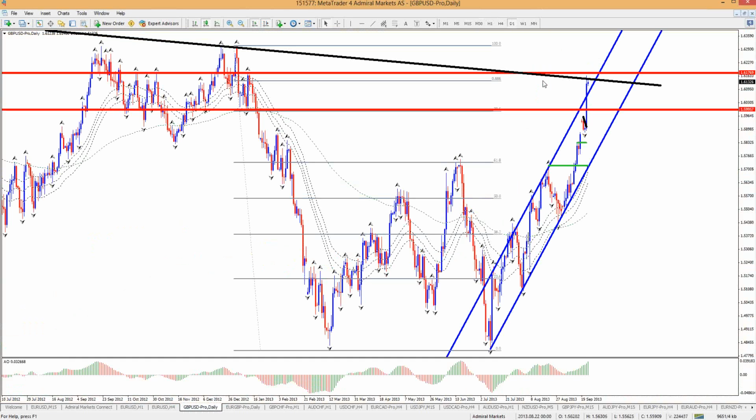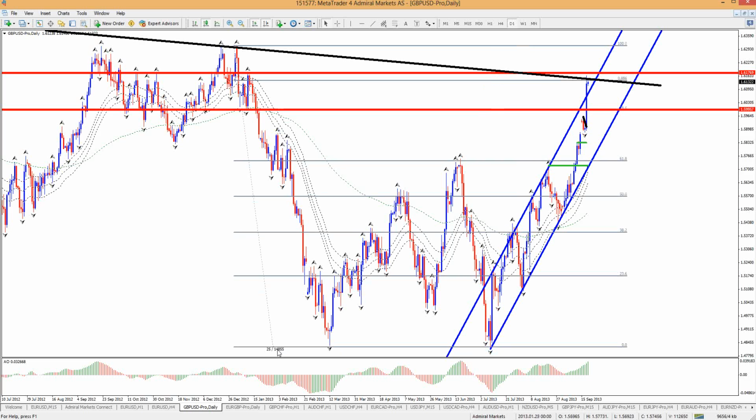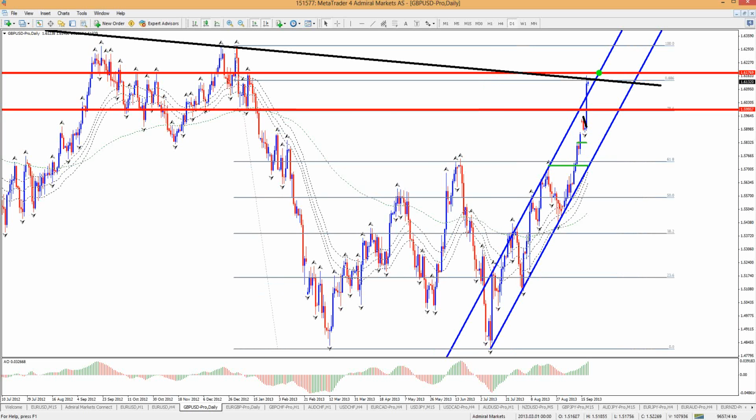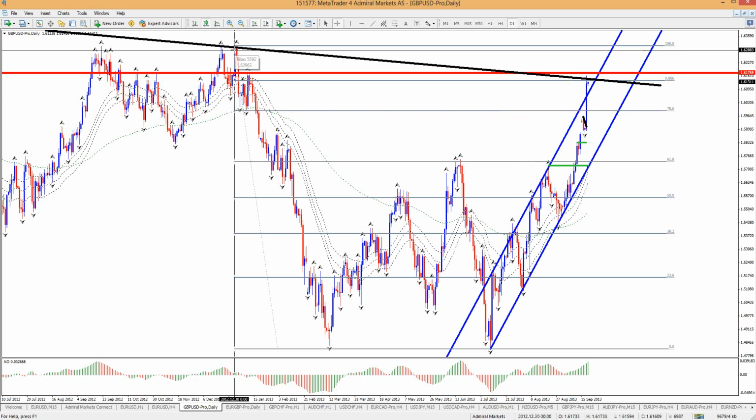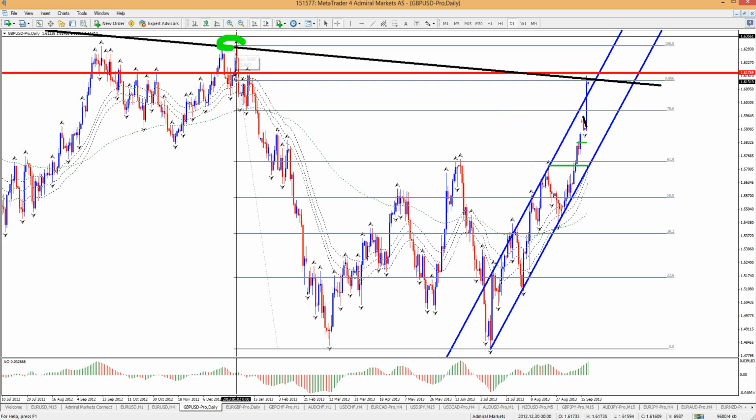That is right at the 886 fib, and the weekly trend line indicated by the black line, and this is right at this year's high, which is 161.77. That's that highest red line right in there. That is this year's high, not that top here, because these tops were from December 30th last year.